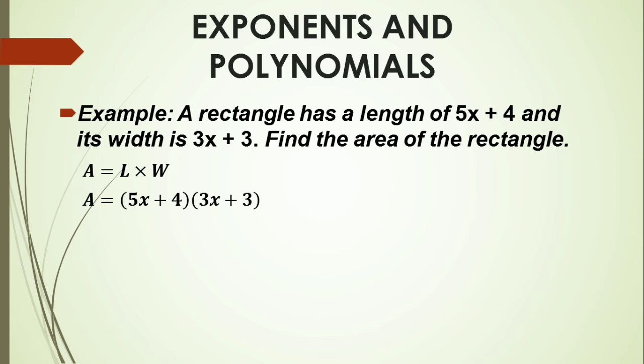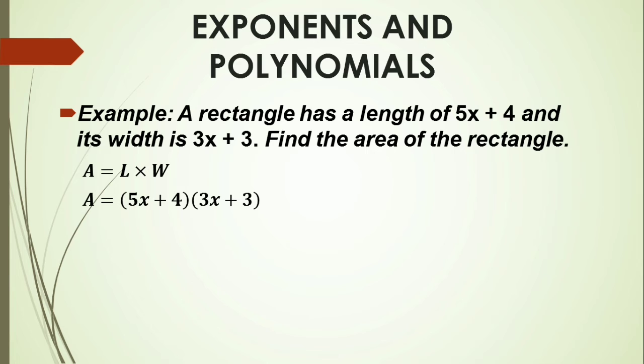We need to substitute the given. Now, to solve this, we can use the distributive property or just solve it by using the FOIL method. In this case, I used the FOIL method, which I am comfortable with. FOIL means first, outer, inner, and last. We are going to solve this starting by multiplying the first terms of the binomials.